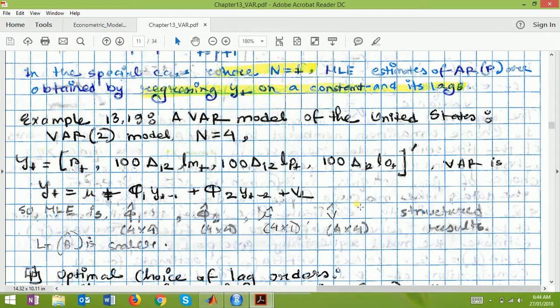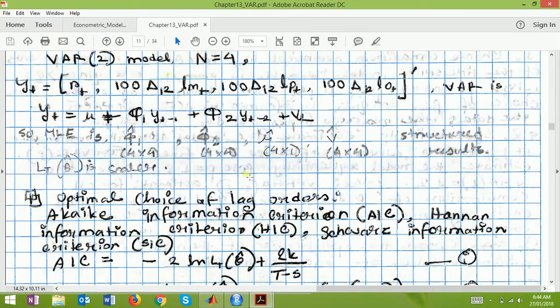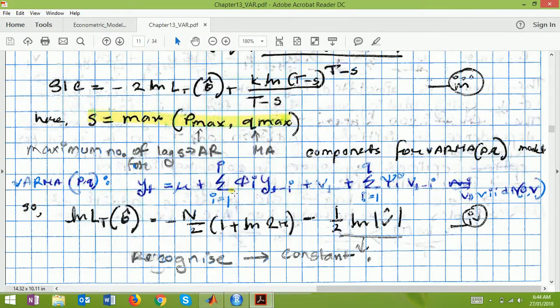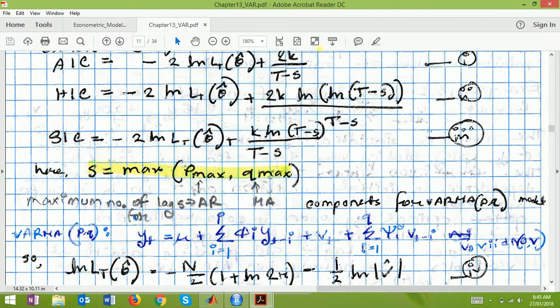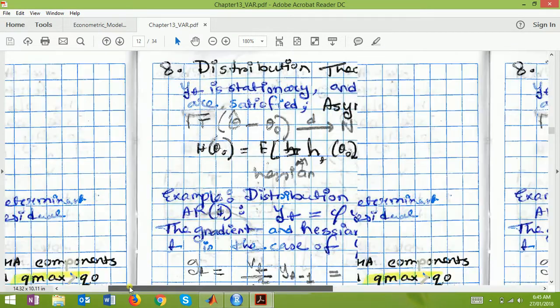In case of optimal choice of lag order, this is the problem actually: 13.99, VAR model of United States. The log likelihood information has the log of theta, which is n by 2 times 1 plus log 2 pi, minus half the log determinant of omega, and then the penalty term k by T minus s with the log parameter. That's all. Very simple to remember, right?